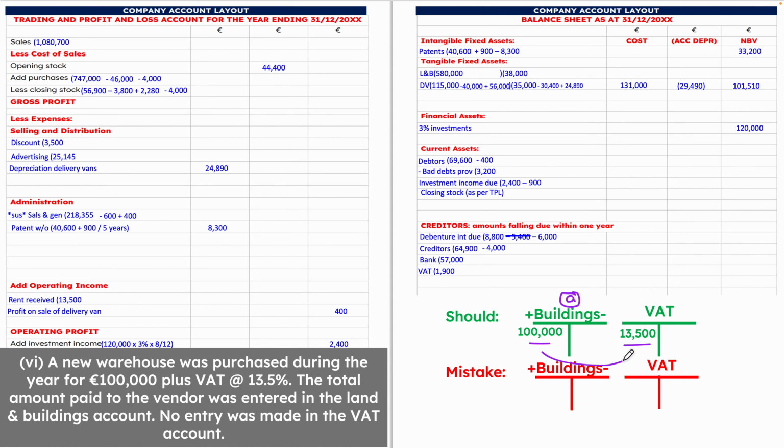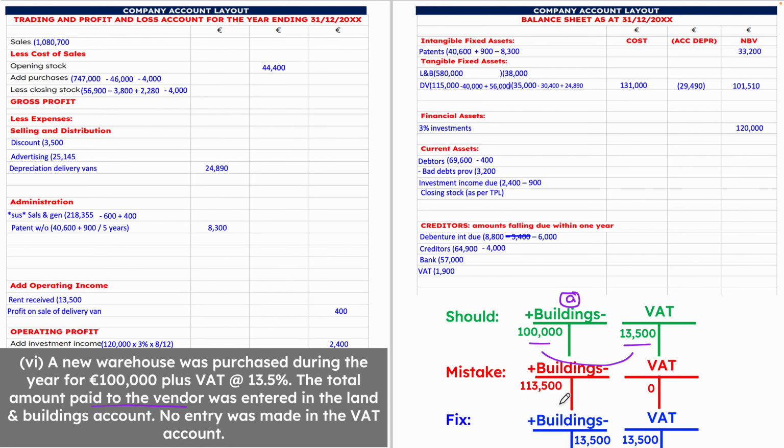Now, what the bookkeeper did by mistake is they put the whole amount, so the amount paid to the vendor. So the vendor is like Sherry Fitz or any of these estate agents or the person just selling the land, right? So the amount that was paid to them, the 113,500, was entered into the land and buildings account, no entry into the VAT account. So how do we fix this?